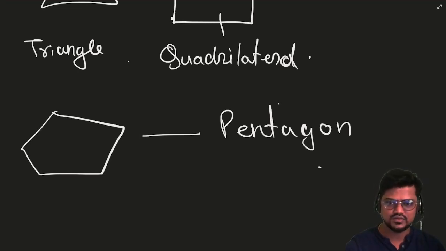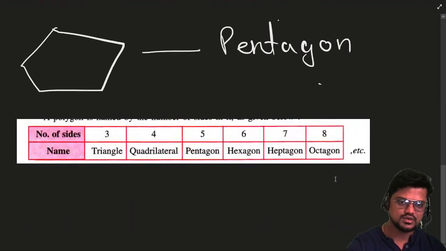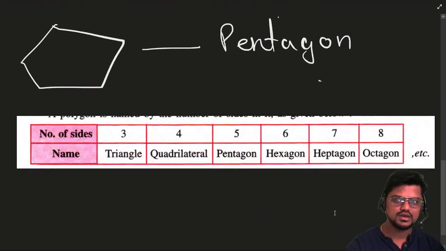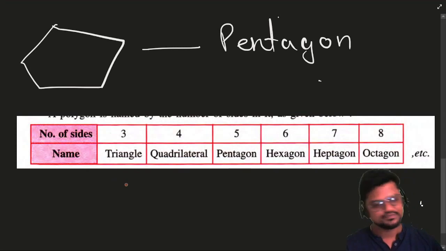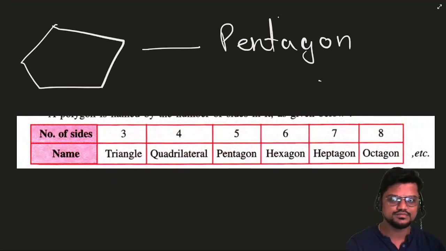I will paste it directly over here. Based on the number of sides: three sides, triangle; four sides, quadrilateral; then pentagon, hexagon, heptagon, and octagon. There are even more: nonagon, decagon, dodecagon, and so on. Now, there is one more thing: what is a convex polygon and what is a concave polygon.